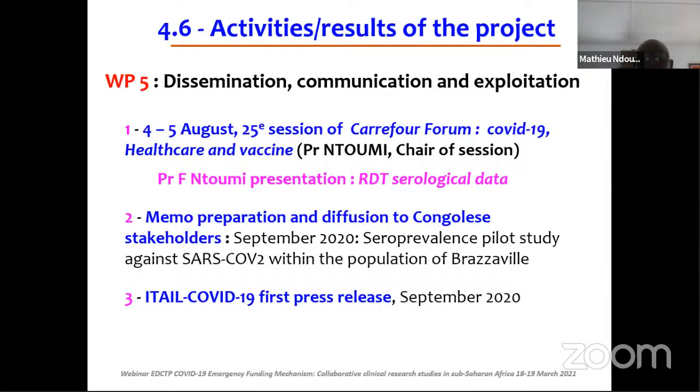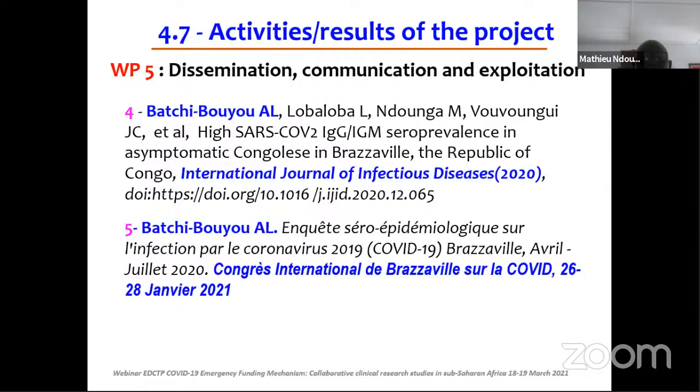The second activity: we prepared a memo and diffused it to Congolese stakeholders in September. We made and published our first press release in September. In December, we had the first publication in the International Journal of Infectious Diseases.